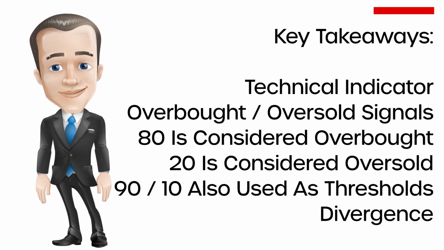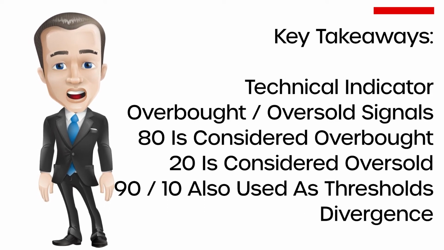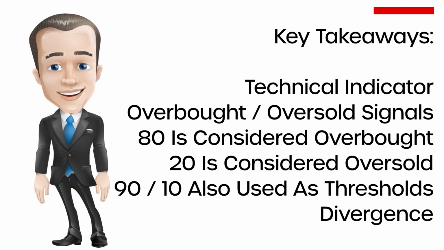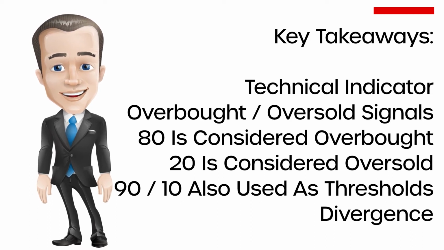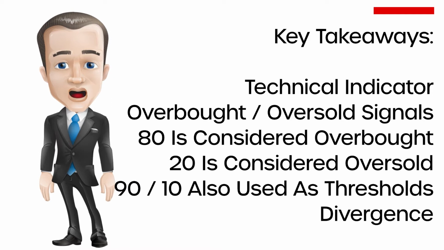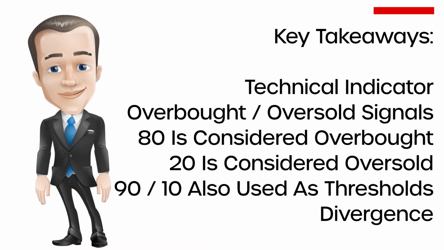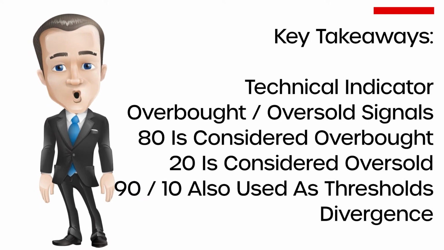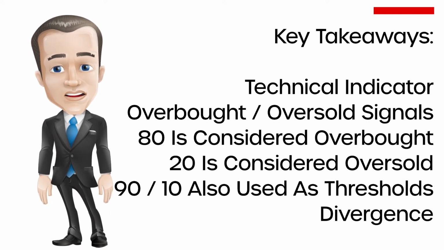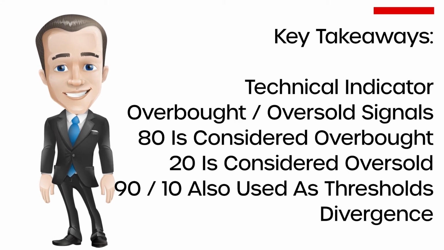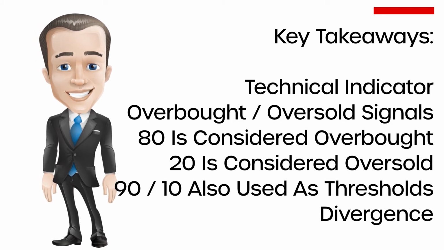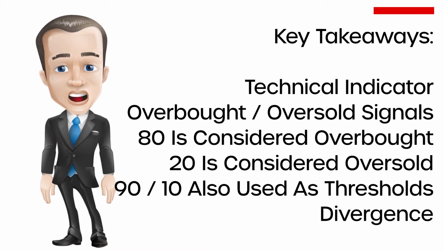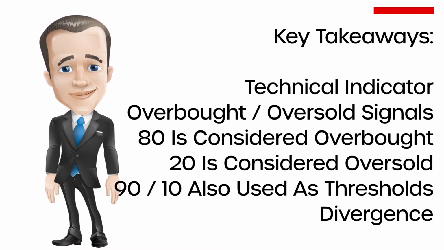Some key takeaways before we get started. The money flow index is a technical indicator that generates overbought or oversold signals using both prices and volume data. An MFI reading above 80 is considered overbought, and an MFI reading below 20 is considered oversold, although levels of 90 and 10 are also used as thresholds. A divergence between the indicator and price is noteworthy. For example, if the indicator is rising while the price is falling flat, the price could start rising.